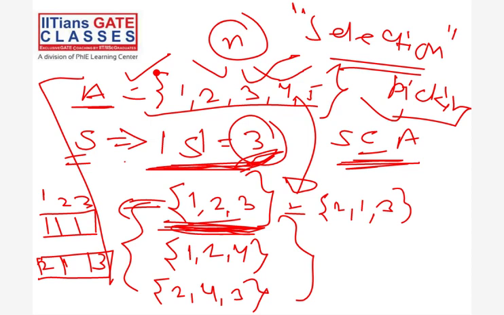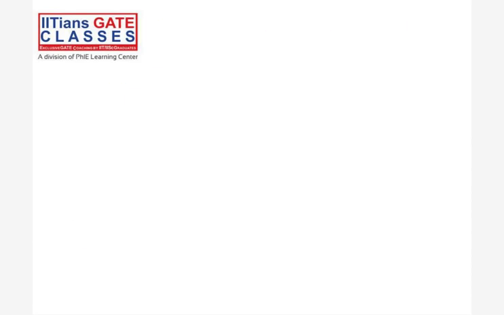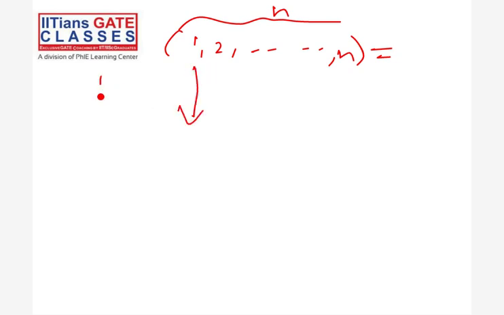Now we will see how many combinations are possible. Now our task is to see how many combinations are possible. Remember, in the permutation problem, what were we doing? We had some n elements, and first we were picking r elements, and then we were arranging them.